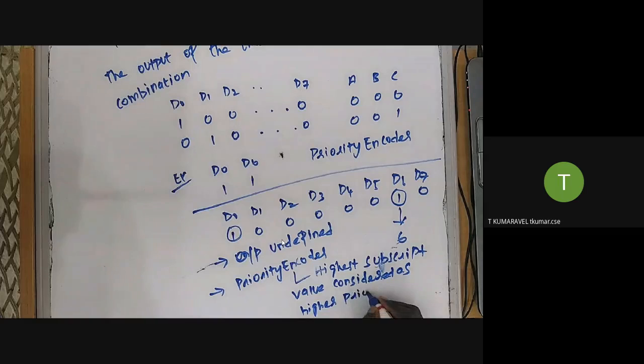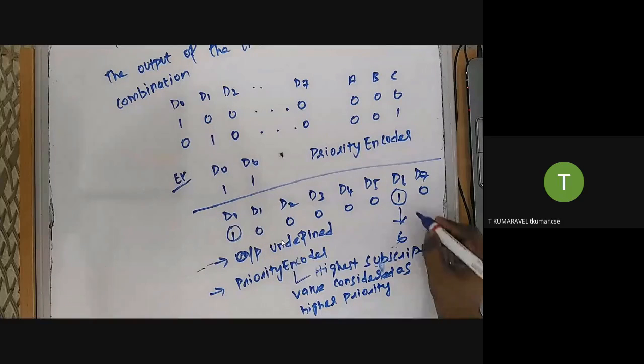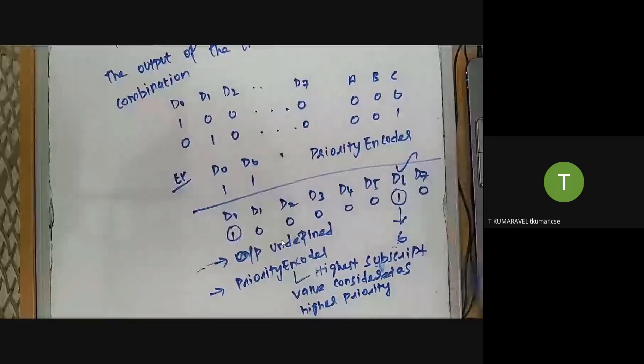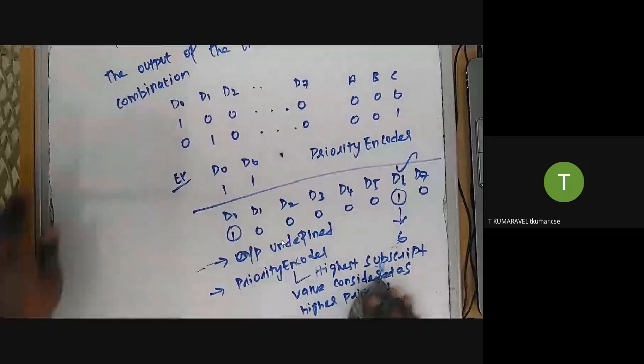In our example, D6 has higher priority than D0. So while making the output, I'm going to consider D6 alone. I hope all of you understood. This is the first limitation.